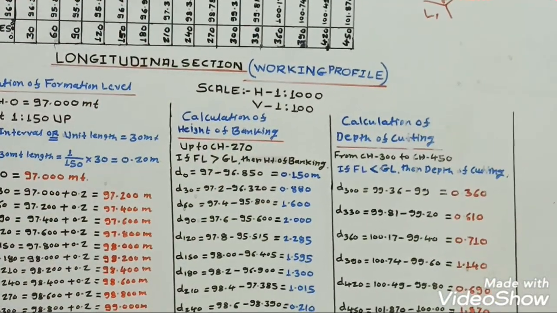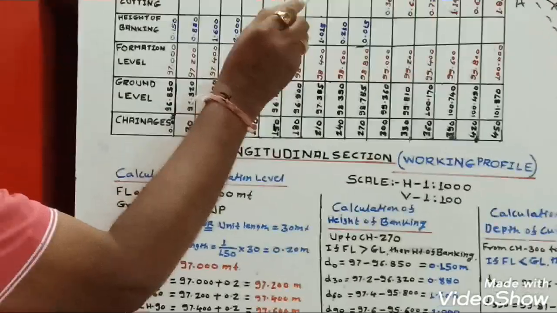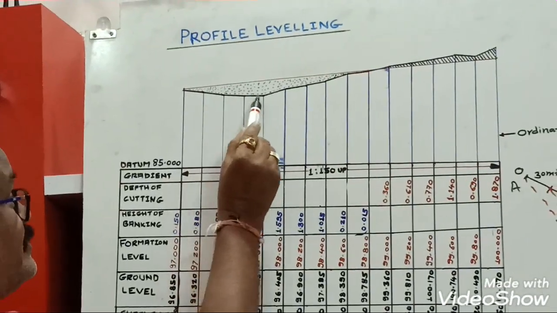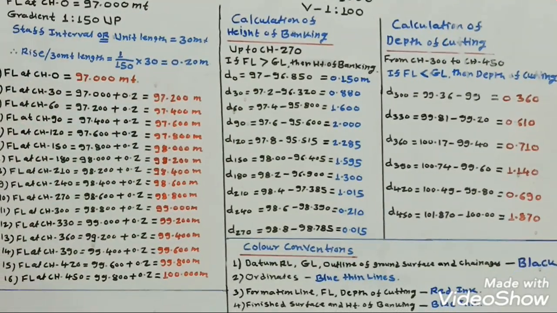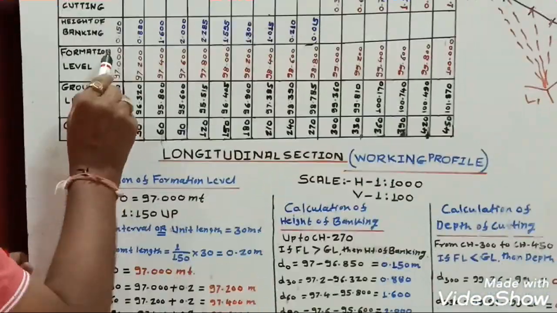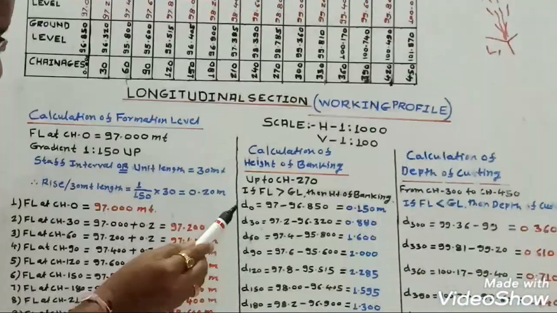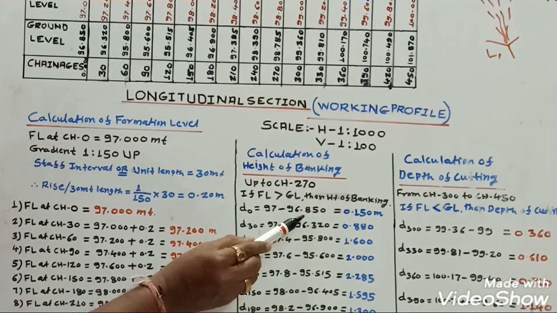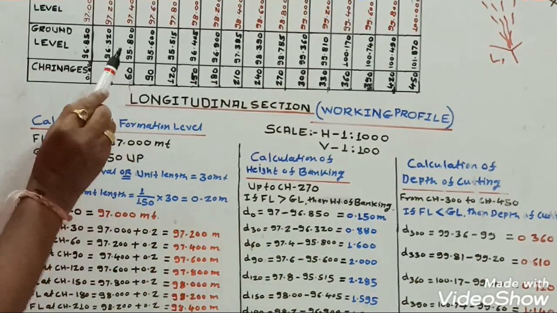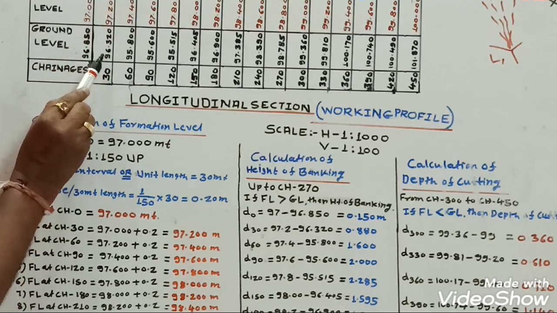Now how does the height of banking come? When the formation level is greater than the ground level, we have to carry out the height of banking. It is obtained by deducting the ground level from the formation level. Suppose for this chainage 0, depth D0, 97 formation level minus this ground level, that is 0.15. And at chainage 30, 97.2 formation level minus this ground level 96.32, it is 0.88.